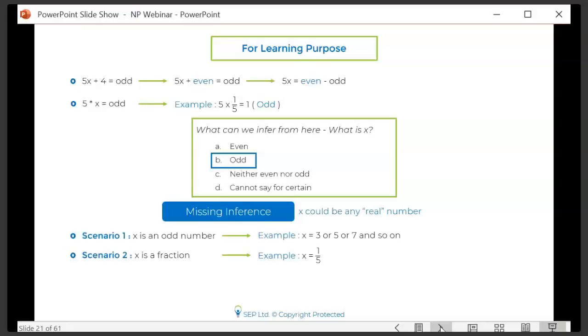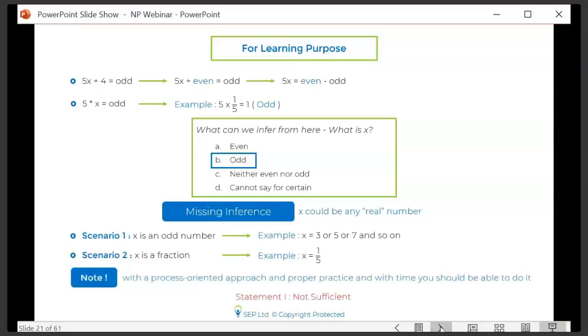And this is what I'm talking about, because you're just thinking in terms of integers, and that is why you're making this mistake. Since x could be a fraction also, obviously you will not get the answer from statement 1. That's very obvious, because we don't know anything about y.